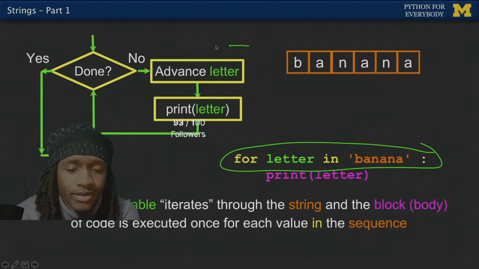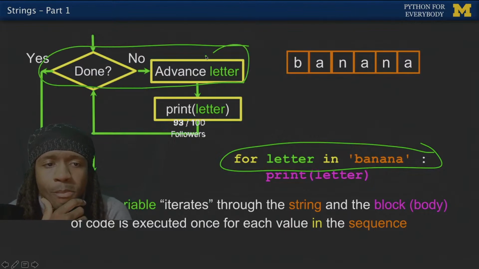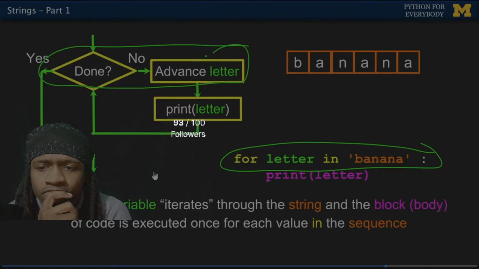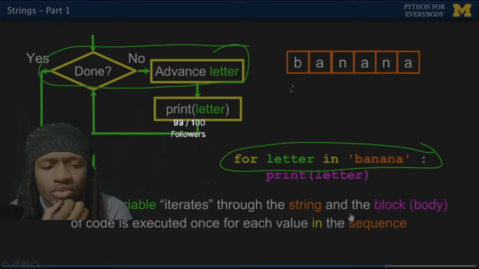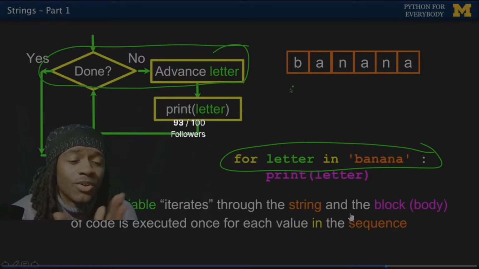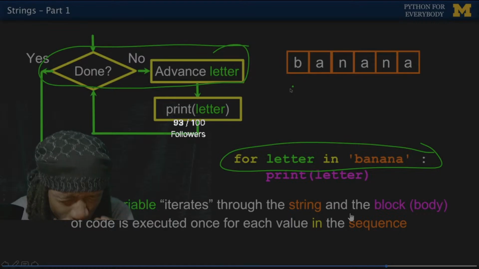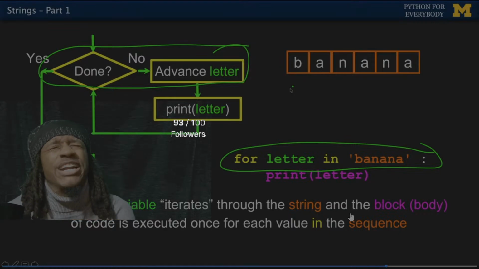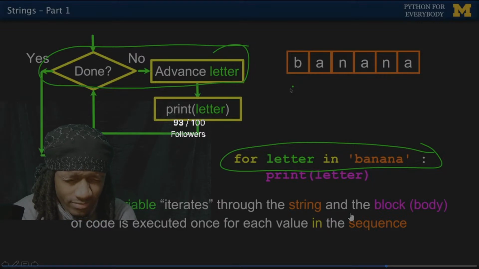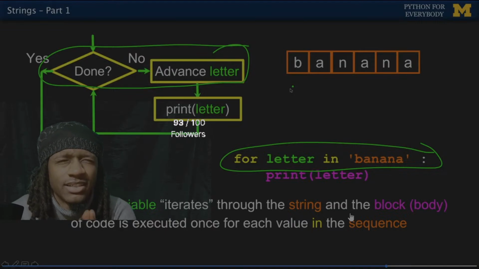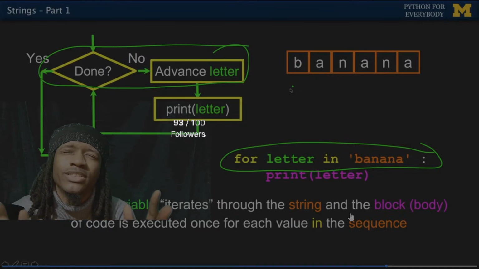A for loop does a couple of things. It decides how long the loop's going to run, when the loop starts, when the loop stops, and it advances. The iteration variable iterates through the string. So it's going through the string. This is what I need to remember: the iteration variable is iterating through the string. The string has quotation marks.